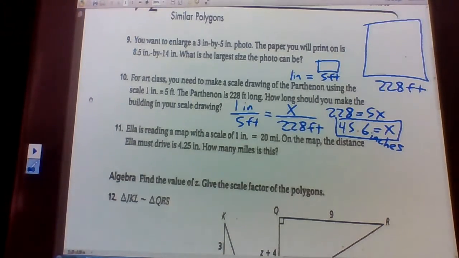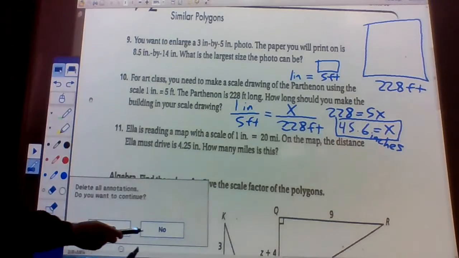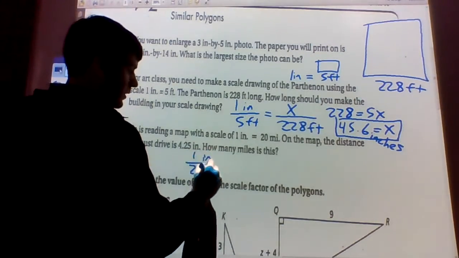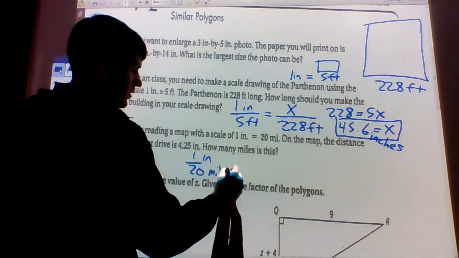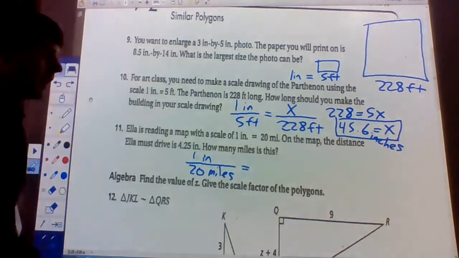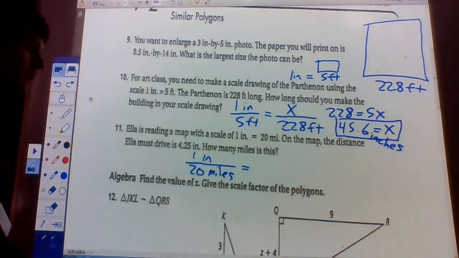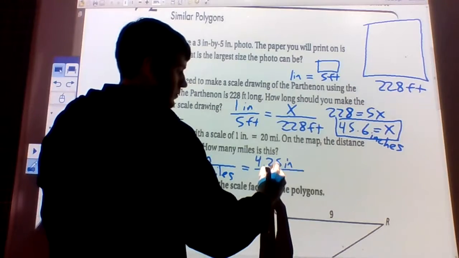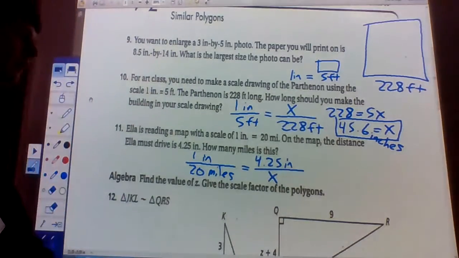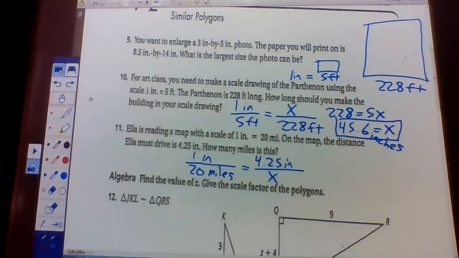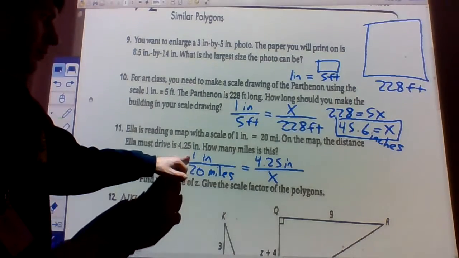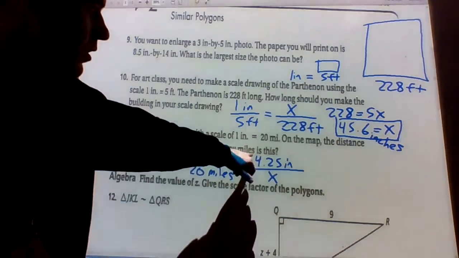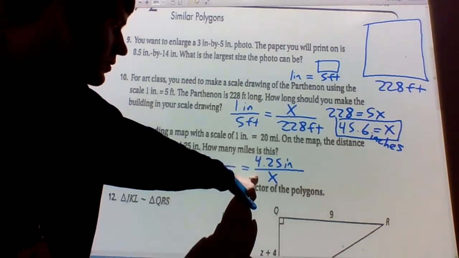Ella is reading a map of the scale of 1 to 20. So they're giving us, again, 1 ratio. 1 inch is 20 miles. Okay. On the map, the distance Ella is driving is 4.25 inches. And we want to know how many miles that's going to be in real life. Right? So every inch on the map equals 20 miles in reality. And so every 4.25 inches is going to be how many miles?